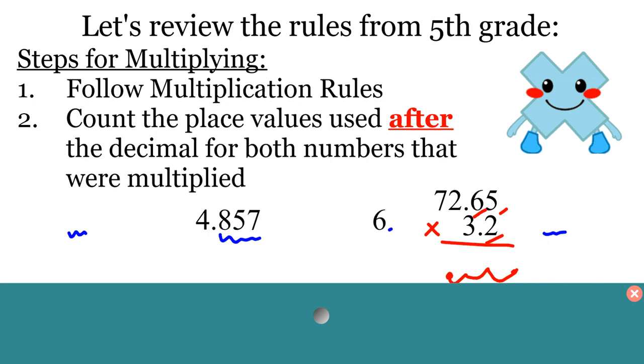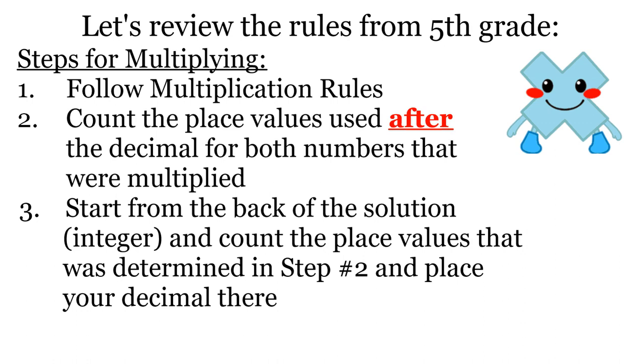Okay, and this is all again like from 5th grade. So the last thing, like I said, start from the back of the solution like it's an integer and count the place values that were determined in step 2 and place your decimal there. So if we had multiplied those two numbers and came up with a number like 45,631, and we needed to move it 3 places, we would start at the end, go 1, 2, 3 places, and place a decimal right there. So pretty much straightforward, again, from 5th grade.